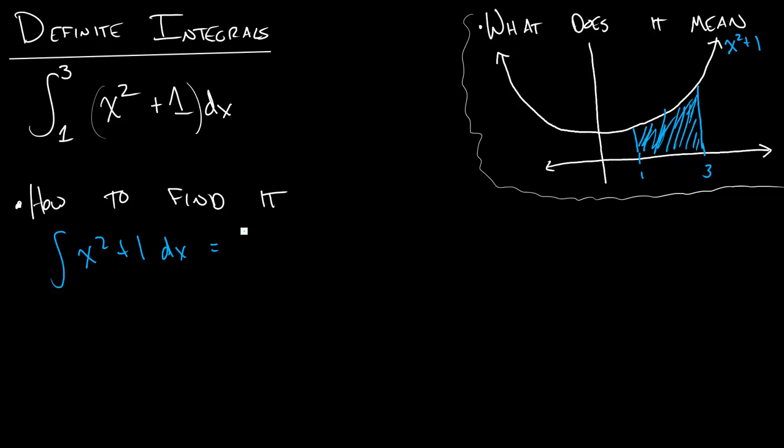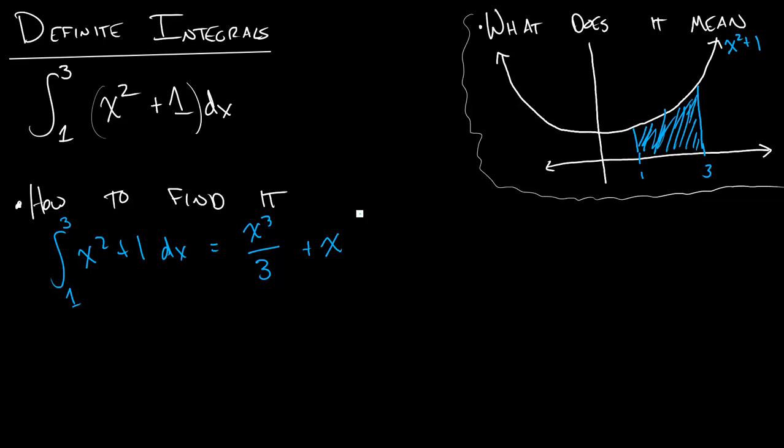Now, if you've had enough practice from the first two sections, you'll remember that this is x cubed over 3 plus x. Now, with a definite integral, we are not done yet. So remember these bounds that I didn't write down, 1 and 3, what do we do with those?